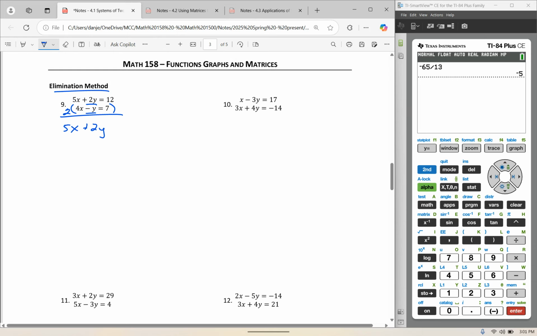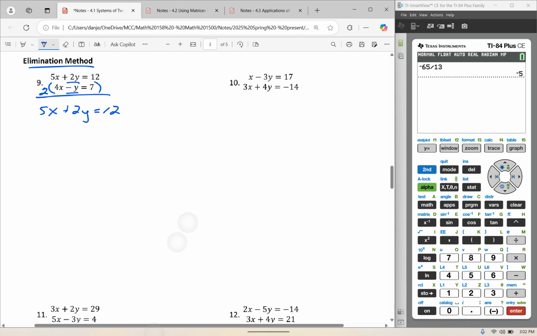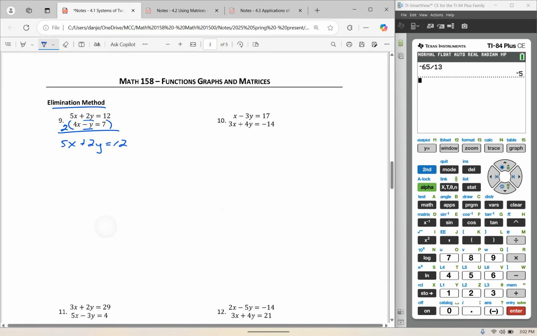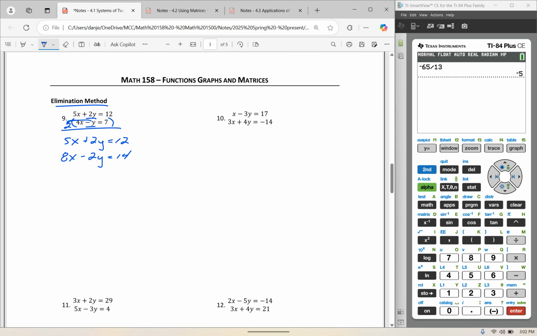It will stay 5x plus 2y equals 12. But when I multiply the entire bottom equation by 2, well, 2 times the 4x is 8x, 2 times the negative y is a negative 2y, and 2 times 7 is 14. Let me fix this again just a little bit. Then now I'm going to add these two equations together.